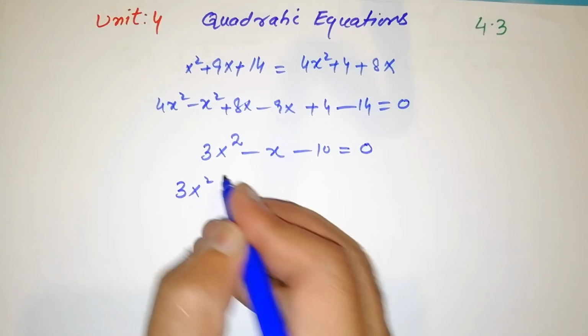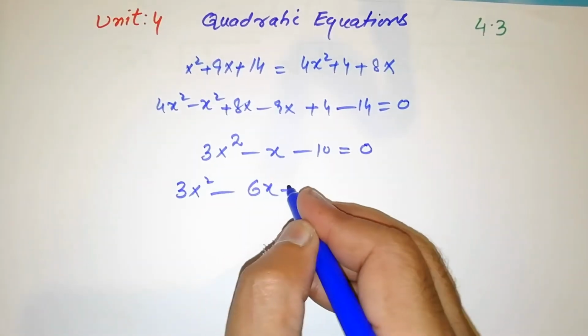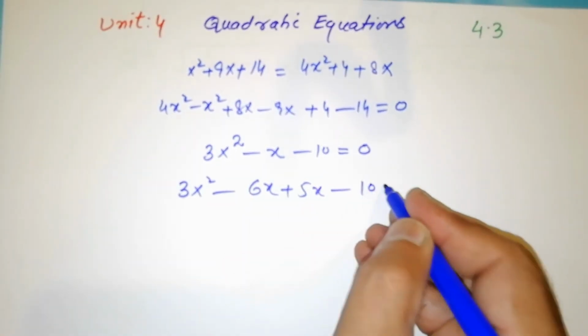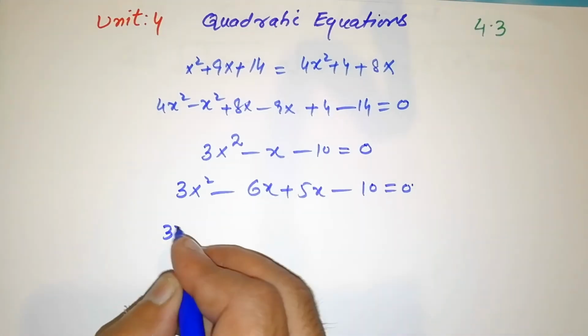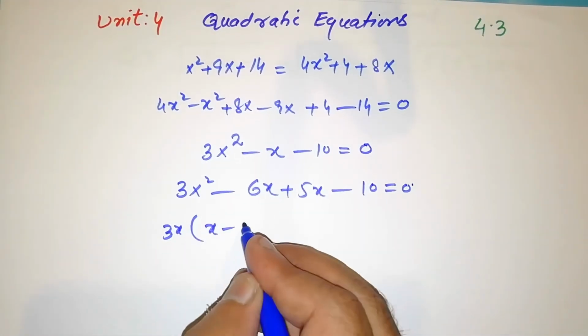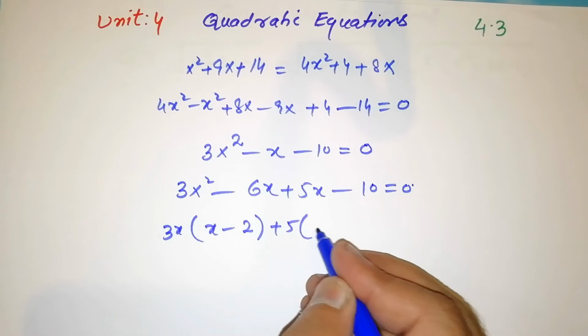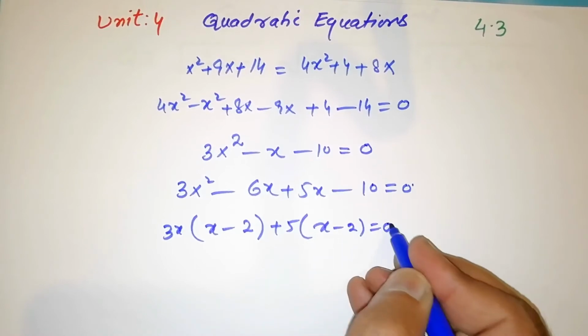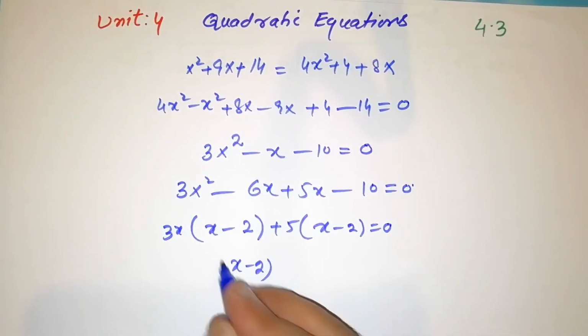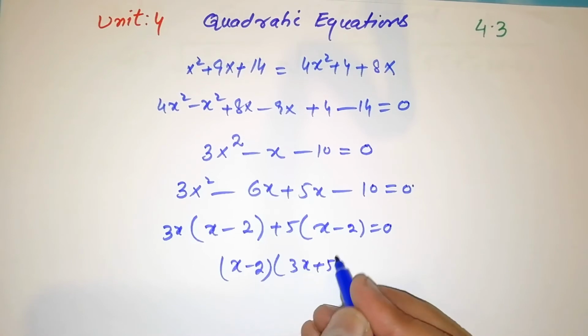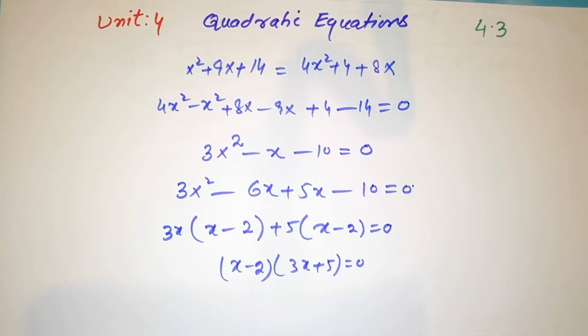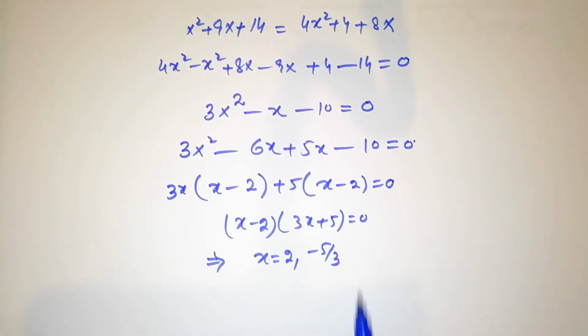So 3x² − 6x + 5x − 10 = 0. From here take 3x common: 3x(x − 2) + 5(x − 2) = 0. Therefore (x − 2)(3x + 5) = 0, and from here we have x = 2 and x = −5/3. Students, this root −5/3 is an extra root.